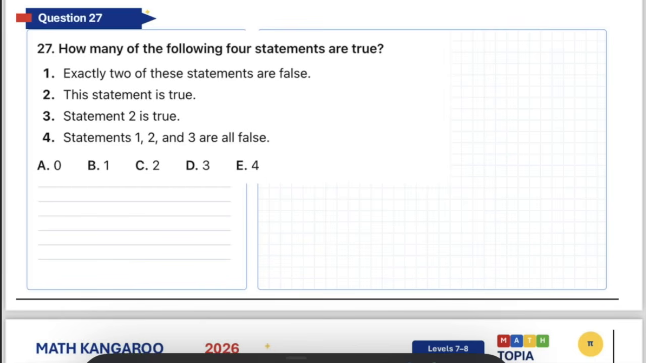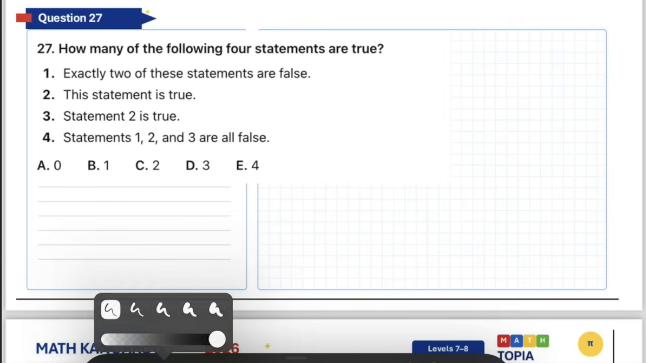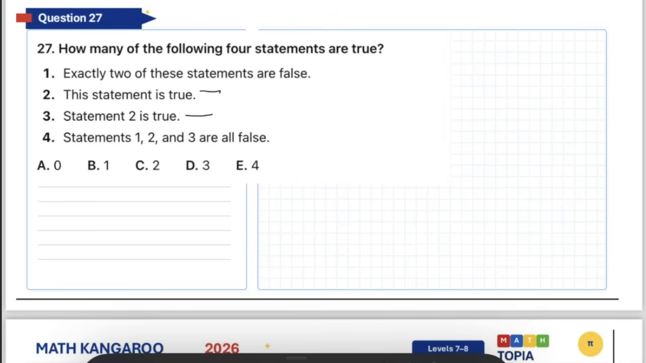So this question, we realize that both statement 2 and 3 talk about the truth value of statement 2, which means we should analyze this connection first. Note that if both of these were true, we would create an unsolvable paradox with statement 1. So we will mark both of these as false. If these two are both false, statement 1 must be false.